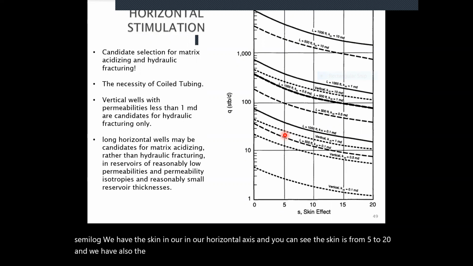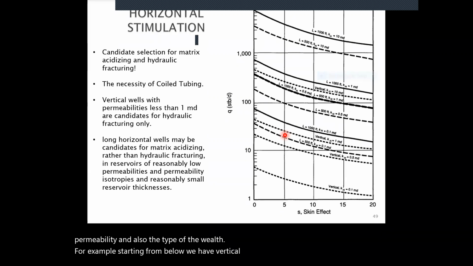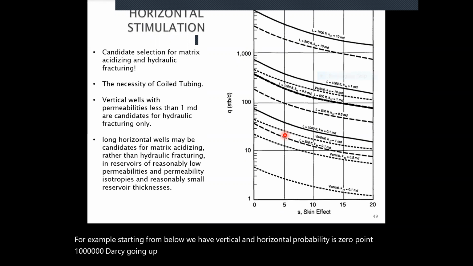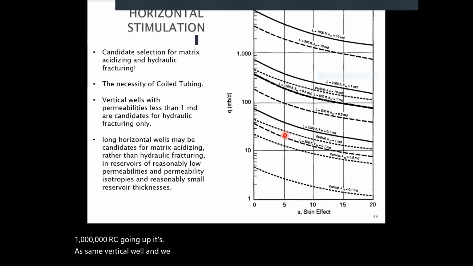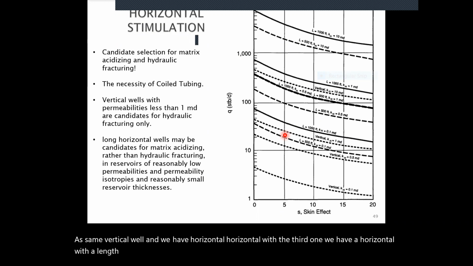Each line here is showing you the horizontal permeability and also the type of the well. For example, starting from below, we have a vertical well, and the horizontal permeability is 0.1 millidarcy. Going up, it's the same vertical well, and with the third one we have a horizontal well with a length of 500 feet and horizontal permeability of 0.1.